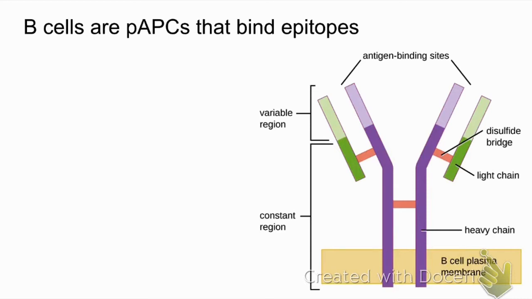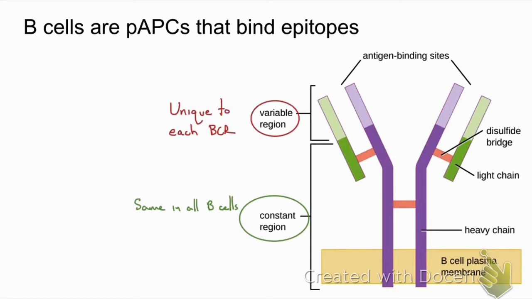What's different, though, is that B cells bind to antigens not through molecular pattern interactions with PRRs, but rather through a specific interaction between a B cell receptor, which is shown on the right here, and a specific epitope. You may note, looking at this picture, that the B cell receptor has some similarities to the T cell receptor. Like the T cell receptor, there are constant regions that are going to be the same in all B cells. There is a variable region, which is going to be unique to each B cell receptor that is made.